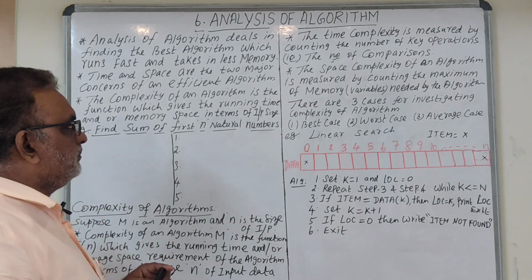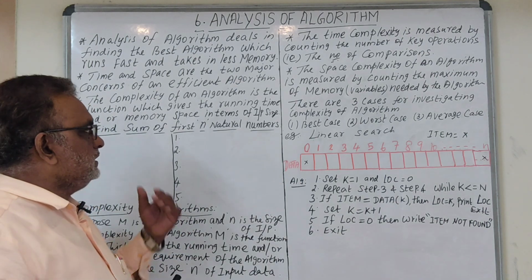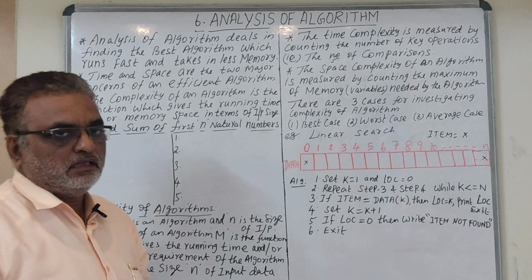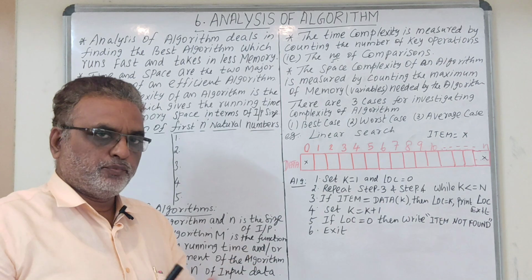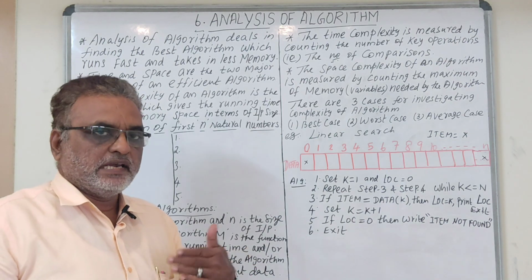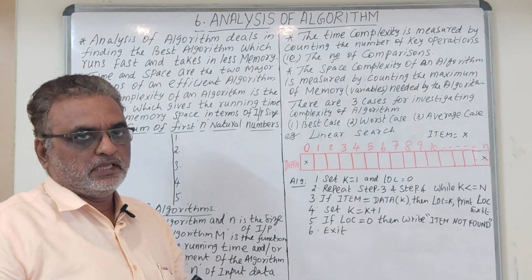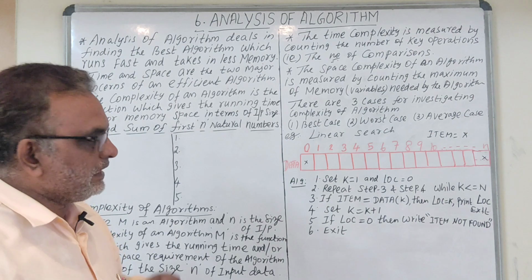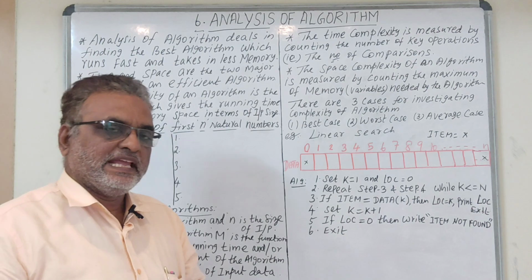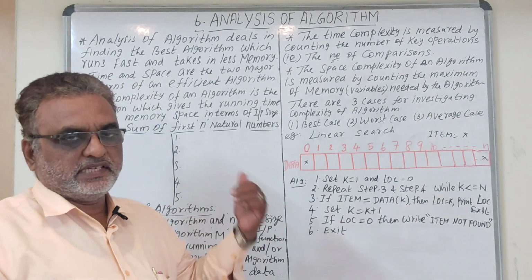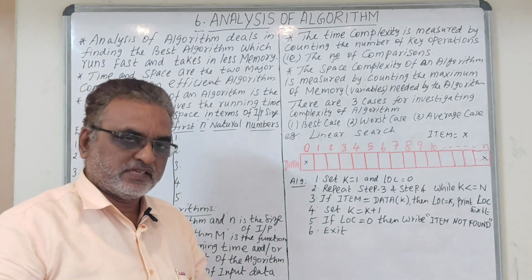The complexity of an algorithm is a function which gives the running time or the memory space in terms of the size of the input. If the size of the input increases, naturally the time will increase. If the size of the input is increased, the amount of space used by this algorithm may also increase. Here let us see some examples. We will discuss time complexity and space complexity.